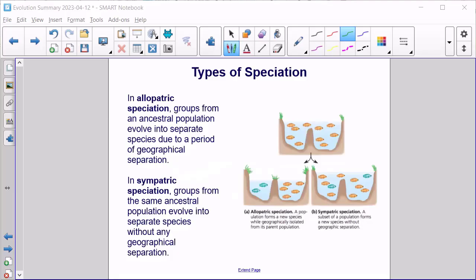Types of speciation. In allopatric speciation, groups from an ancestral population evolve into separate species due to a period of geographical separation. In sympatric speciation, groups from the same ancestral population evolve into separate species without any geographical separation.